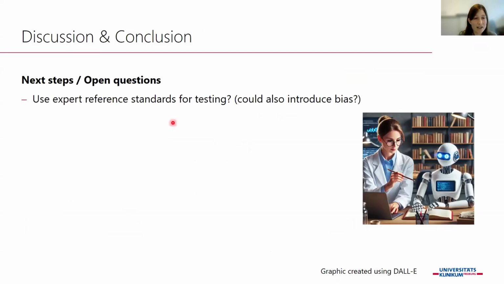Some open questions and maybe next steps. The one really big question, I think, is what reference standard should we use? Because there obviously is no perfect reference standard for risk of bias assessment. No true risk of bias assessments are available. So maybe we should use an expert reference standard created by 10 people or so, very experienced people. But I think this could also introduce bias at some point.